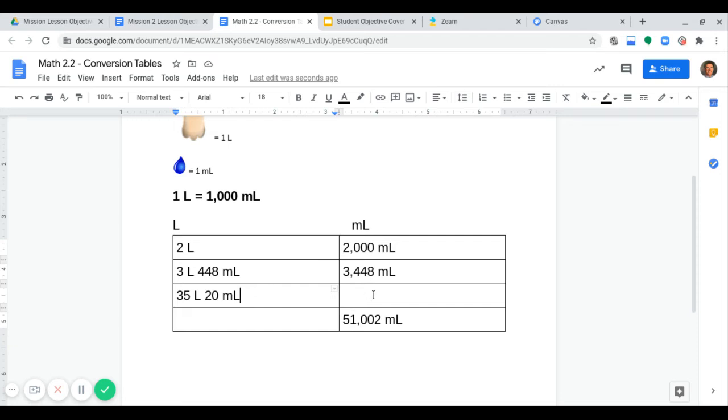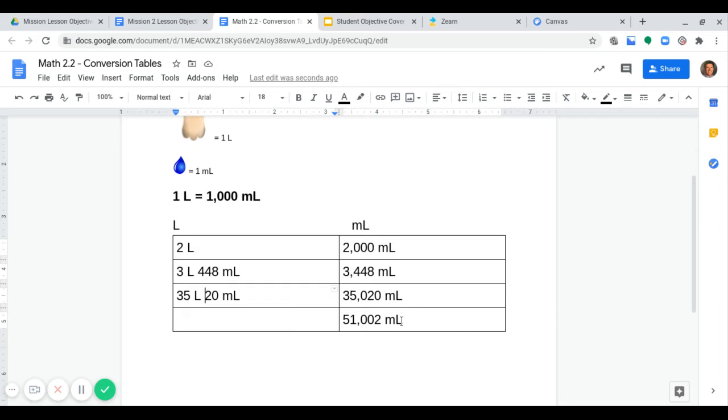On this third one, I have 35 liters, 20 milliliters. Again, 1 liter equals 1,000 milliliters. So let's convert those 35 liters into milliliters. I'm just going to replace the word liter with thousands, so that's 35,000. But now this is where it gets tricky. I have 35,000, and then I still have those 20 milliliters. So that's actually going to convert to 35,020 milliliters. Notice I put a 0 there in the hundreds place because there were no hundreds.